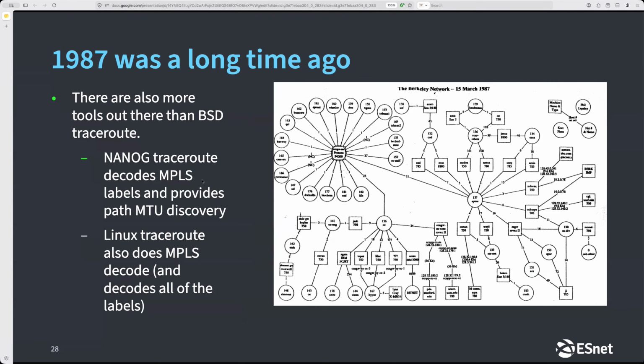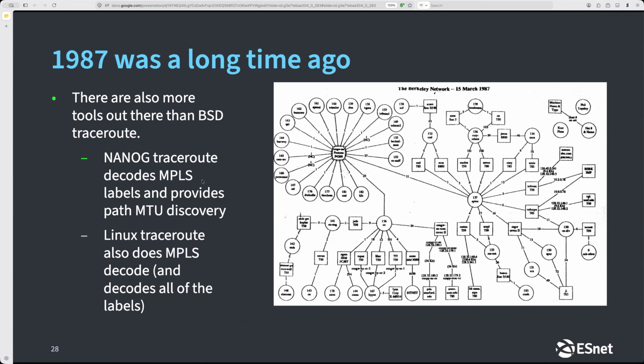So it actually matches this old 1987 map. That was kind of cool. And by the way, I collect maps like this. So if anyone has cool old maps from the 80s and early 90s from their campuses, feel free to email ms at es.net.